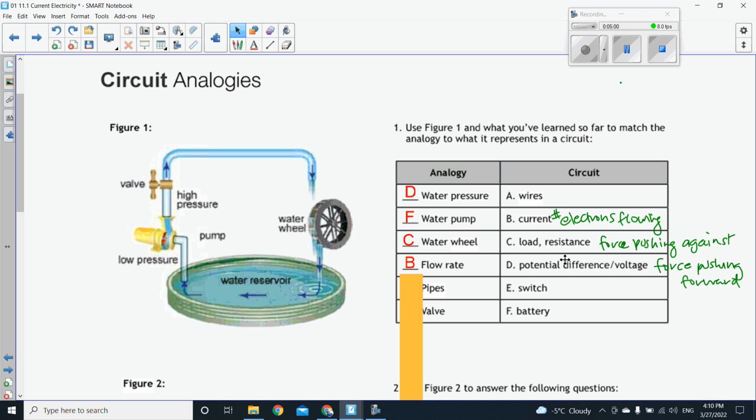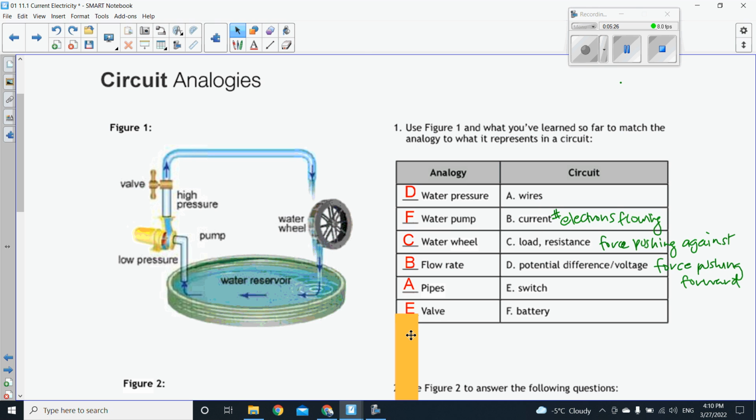So it's the number of electrons flowing past a certain point. If I were to sit right over here and observe, the flow rate, or the electric current, would be how many electrons are passing this point every second, for example. Next up, the pipes are like the wires. They are the conductive material that lets the electrons flow through.